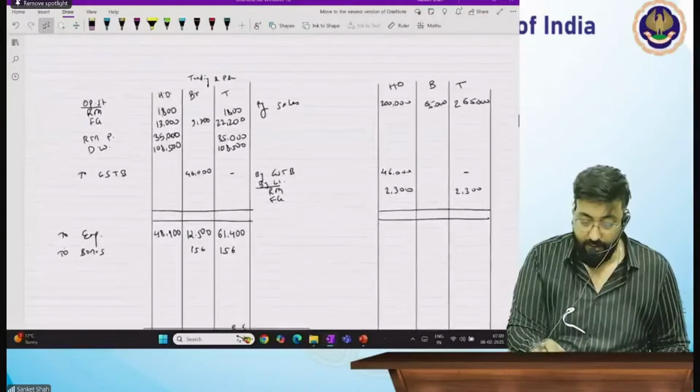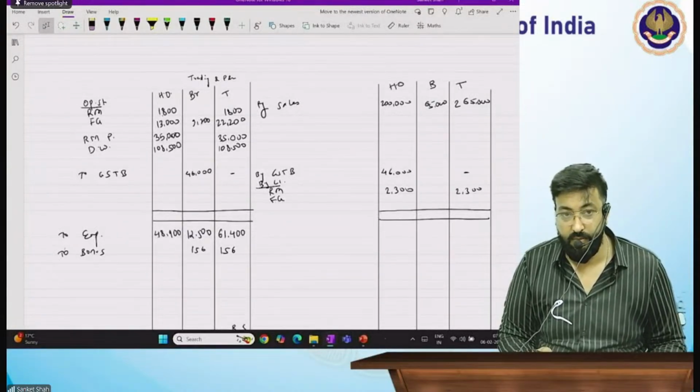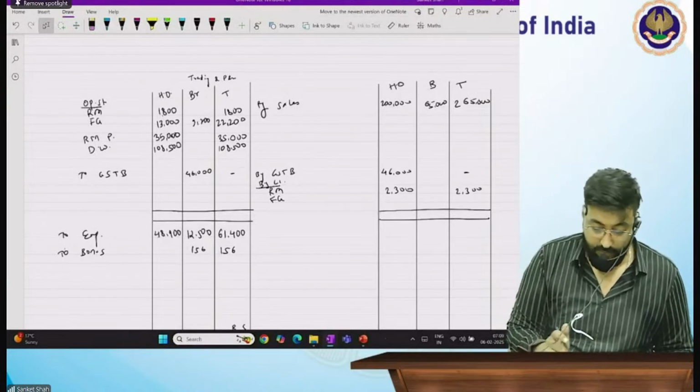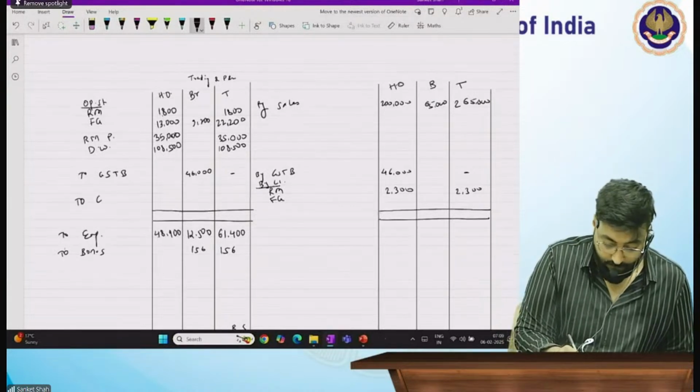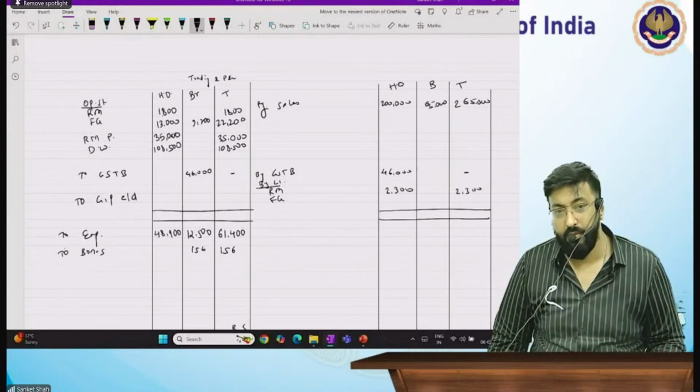Now start. Inter-unit account is pending and unrealized profit is pending. Now start the process. In trading account, we have opening stock 9,200, which is unrealized, so it is to be cancelled by the head office. So the loading is 1,200. First calculate GP and closing stock, and then we'll do that.